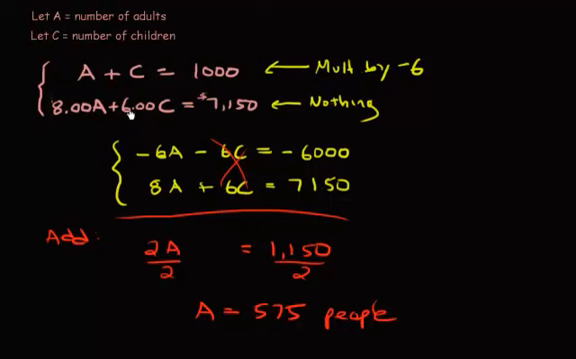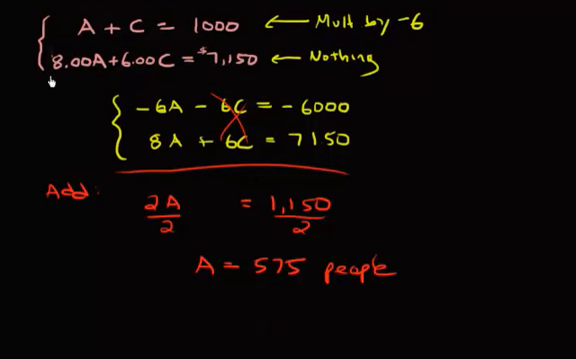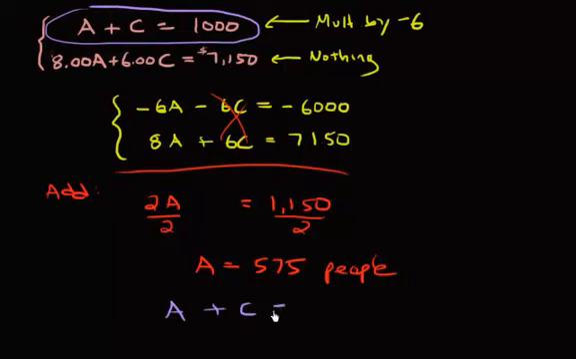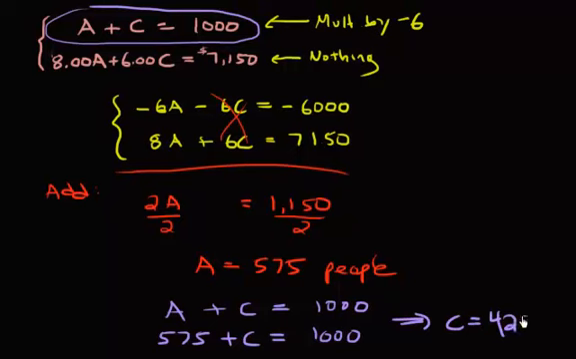All right, so now let's go find C. In order to find C, what you would do is you would take 575 and you'd plug it into one of your equations. Probably the easiest one would be this one right here. So we have A plus C equals 1,000, but I know A now is 575. So when I solve for C, you're going to get 425 children. So this is actually, we could say, adults here.